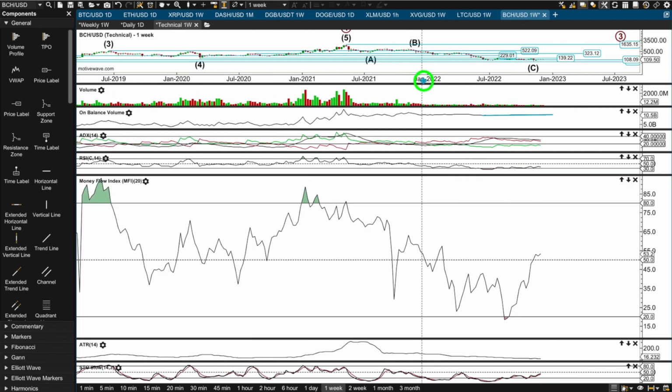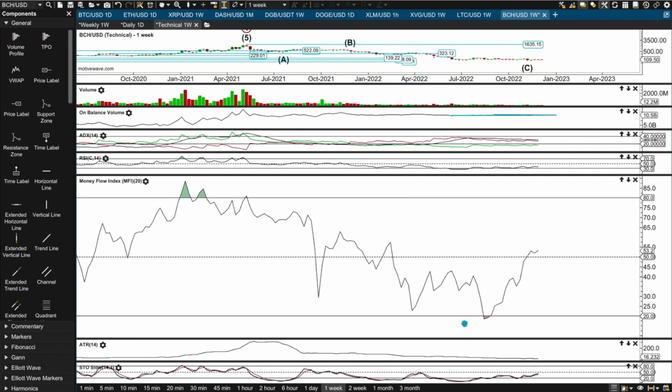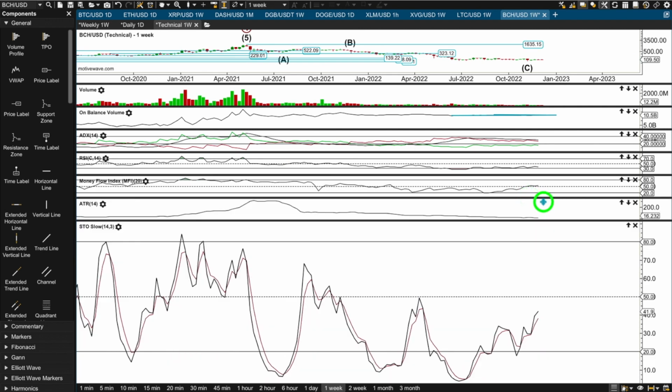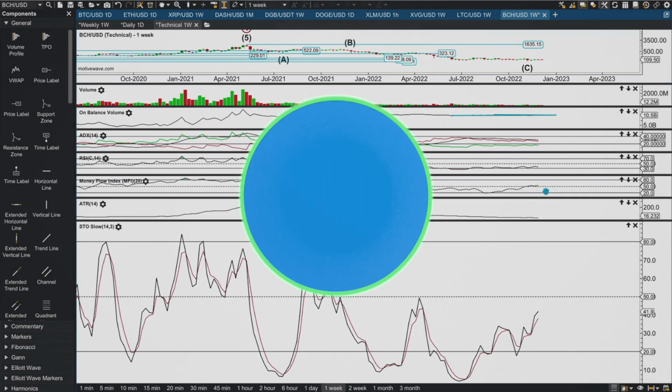Has that reached oversold before? No, it has not. So the downward trend reached the most deeply oversold this market's ever been. ATR is declining toward the end of the bear market, which is common behaviour, and stochastics is neutral. Let's look at the daily chart.